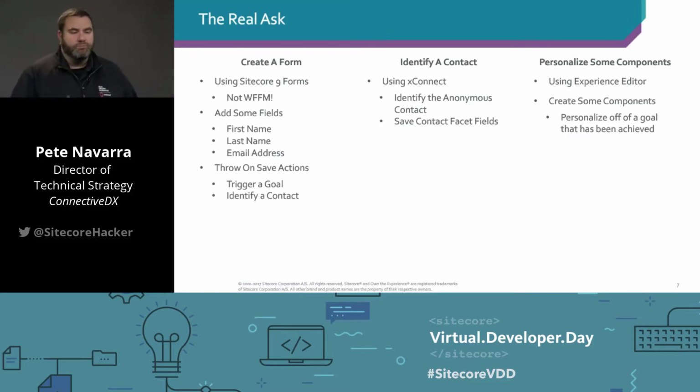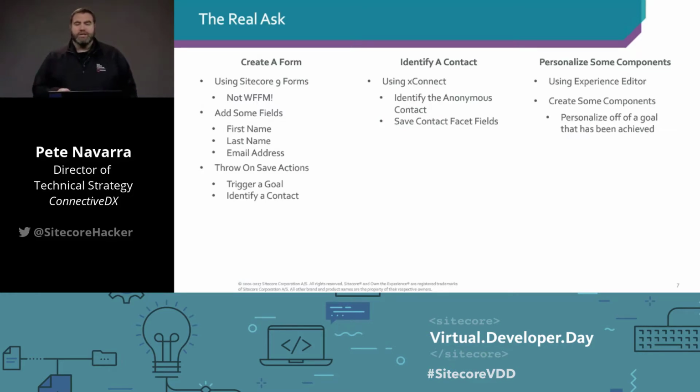In doing all this, when we're creating a form, the first thing to realize is that we're not using Web Forms for Marketers. If you're used to Sitecore 8.2, that's what it is. We're actually going to be using the new Sitecore 9 forms. We're going to add some fields: first name, last name, email address. We're going to throw some actions on it. We're going to trigger a goal, and we're going to identify a contact. And by the way, we're going to save the first name, last name, and email address into our contact profile so that it can be put into the CRM for later use.